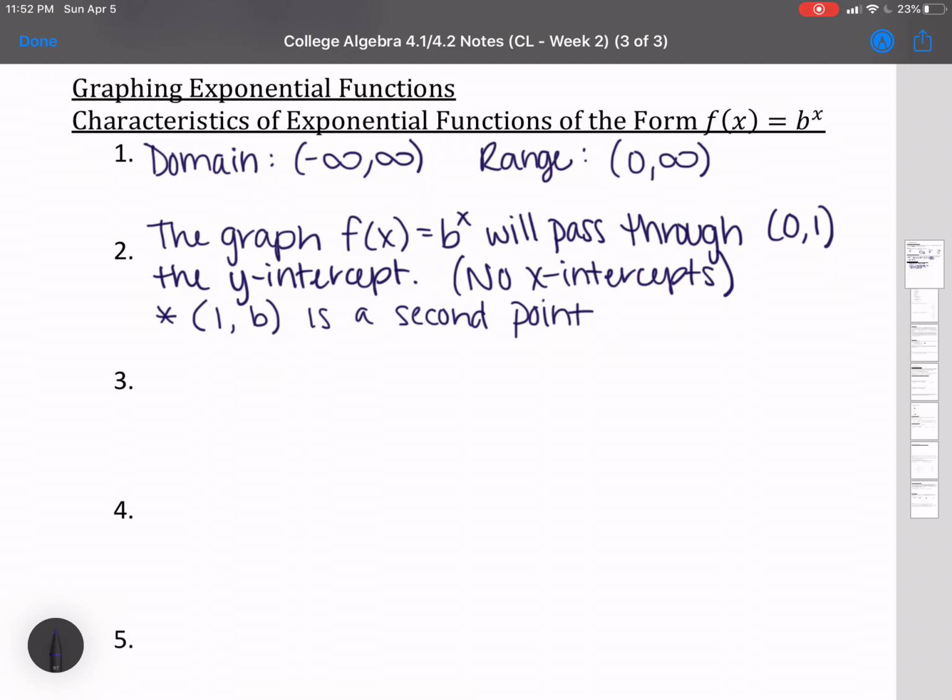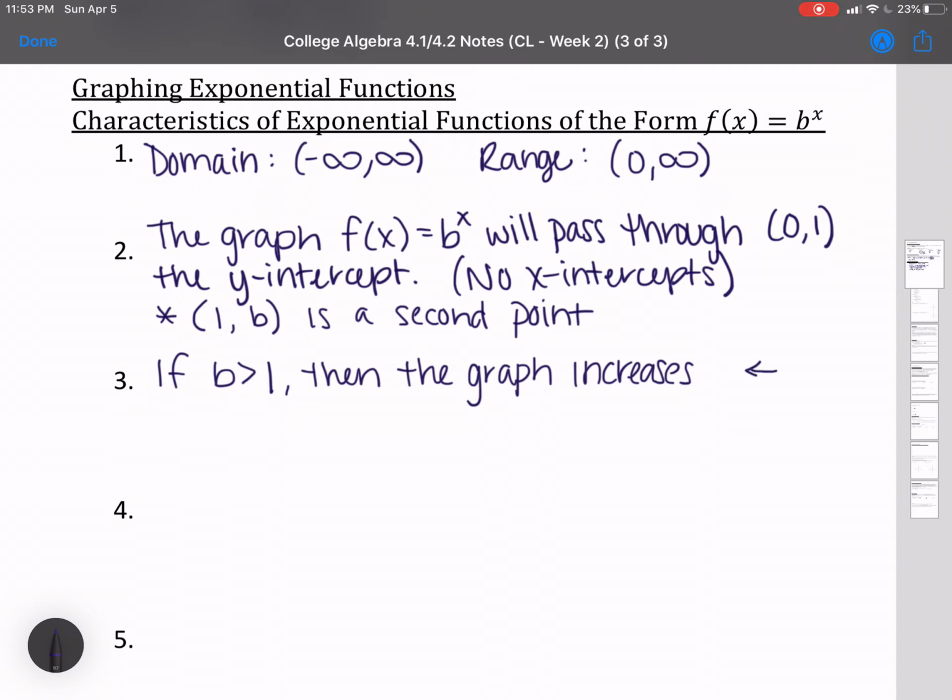Okay, 3 and 4 kind of go together. If b is greater than 1, then the graph increases, meaning when we graph it, it's going to go up from left to right. Number 4, if 0 is less than b, which is less than 1, then the graph decreases.